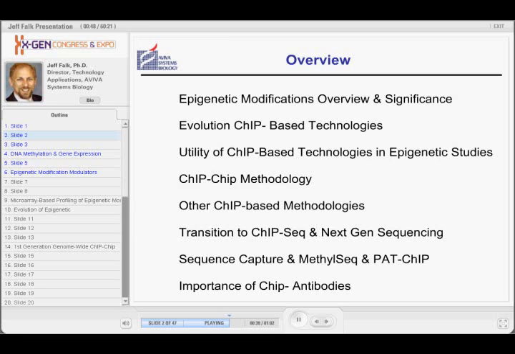the whole field is going towards, and some of the methods that are coming out now, such as PatChip, that are really pushing the epigenetics field forward. And then just at the end, touch on antibodies, since all of these chip-based technologies really are based on antibodies, and that's really the key to getting them to work.